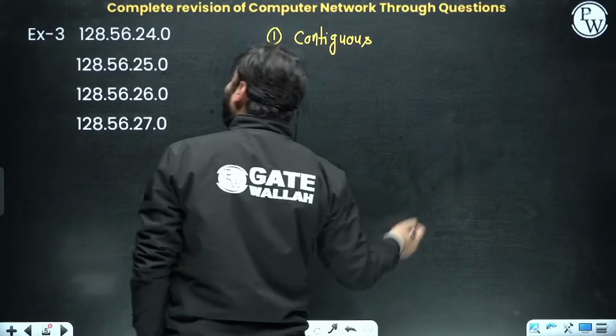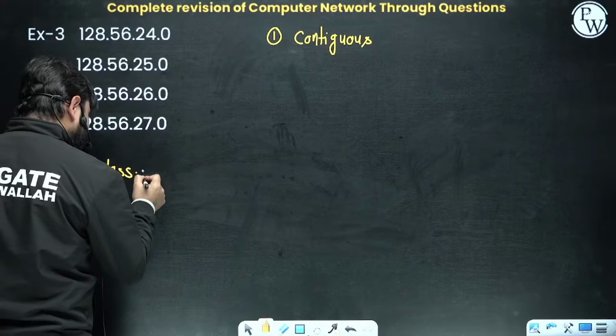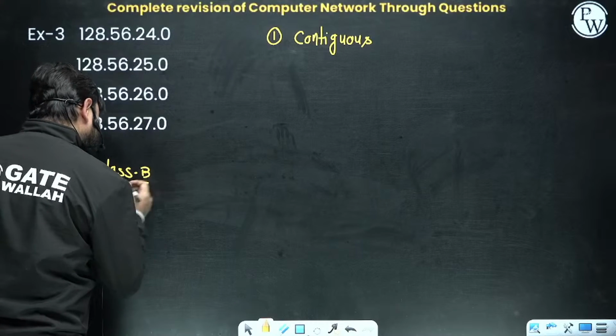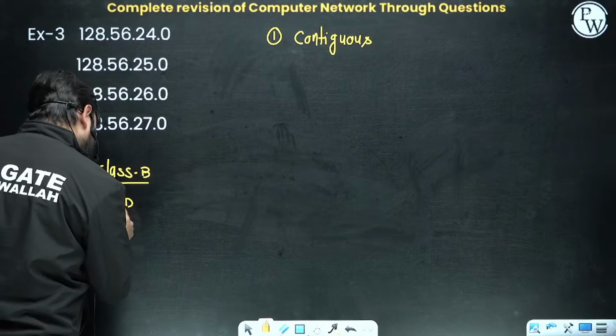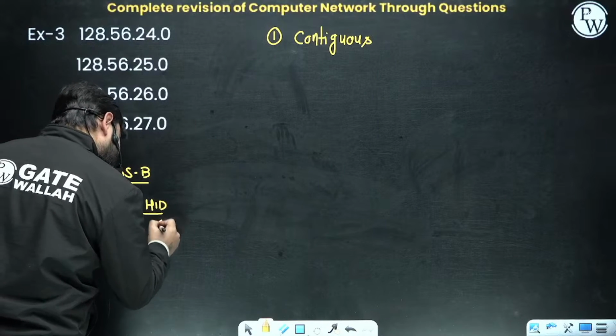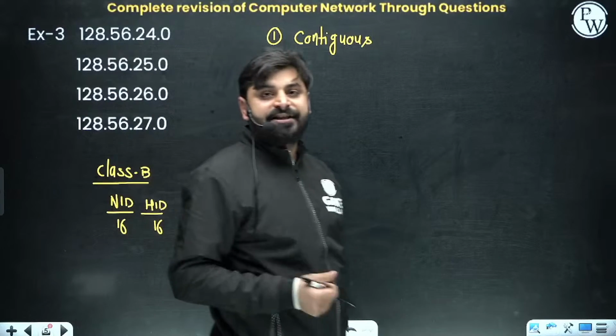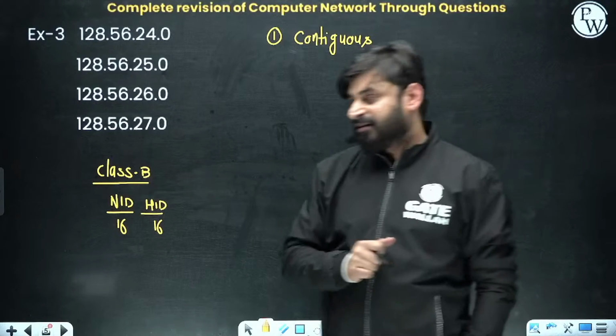My dear friends, 128 means class B. Class B means the network ID is 16 bits. How many bits is the host ID here? Host ID is also 16 bits. So the network ID must be contiguous. We have to check the first 16 bits.